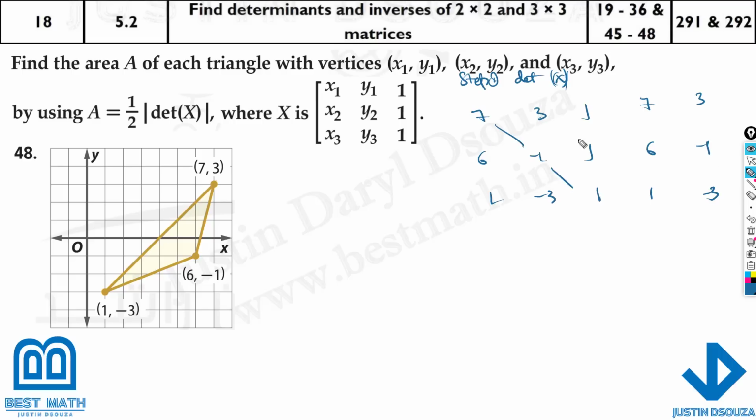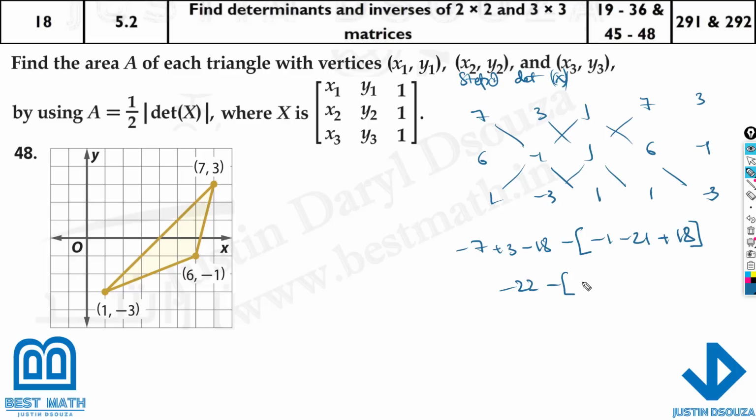Now it's always from upside to downside. Minus 7 plus 3 minus 18 subtracted by minus 1. 7 times 3 is 21, it's negative 21, and plus 18. Next, what we do is we add them up over here. It will be minus 4 minus 22, and here we have minus 22 plus 18, that's minus 4. Let me just double check it. 18 minus 2, it's minus 4. Minus minus will be plus, so it will be minus 18.